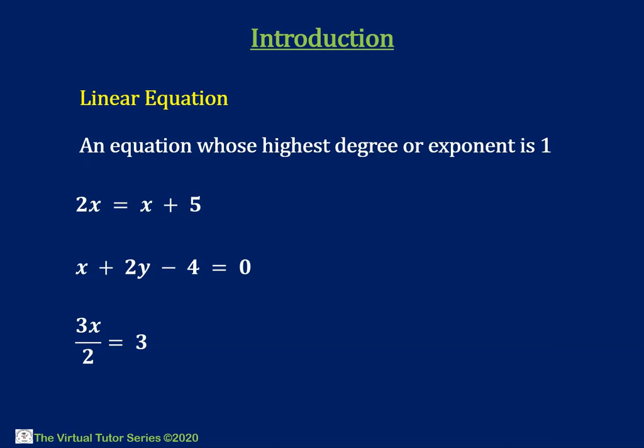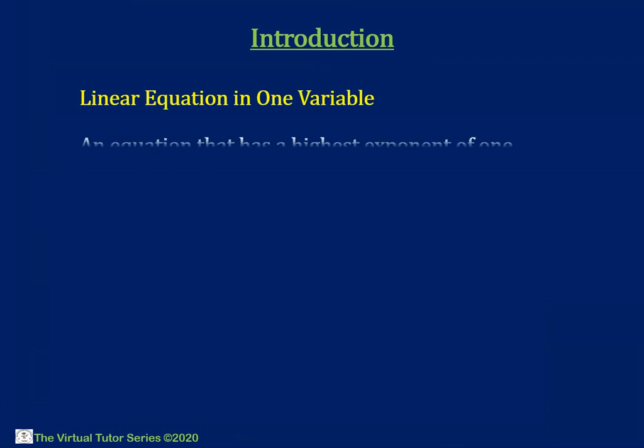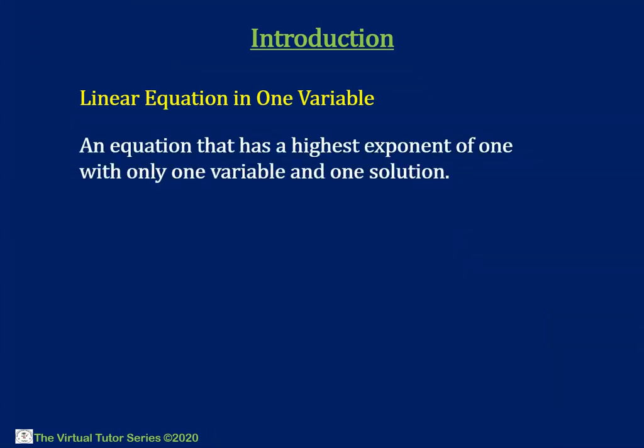A linear equation can have only one variable, as in the case of examples 1 and 3, or two variables, as in example 2, and so on. In this lesson, we focus on linear equations in one variable. A linear equation in one variable is an equation that has a highest degree or exponent of 1 with only one variable and one solution for that matter.